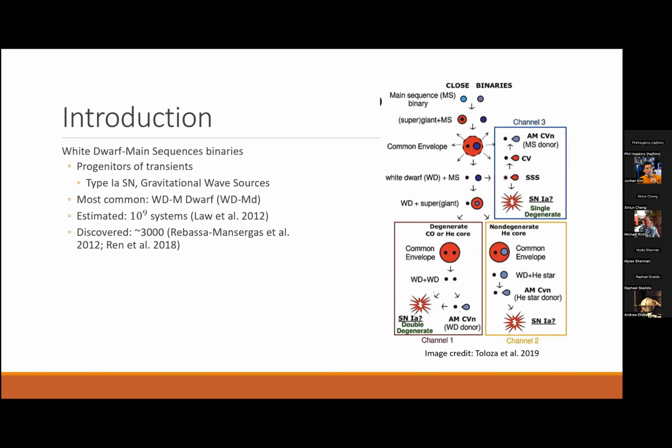So, a brief introduction about why White Dwarf, M Dwarf binaries are interesting. Well, White Dwarf main sequence binaries are the progenitors of many transients, for example, type 1a supernovae or gravitational wave sources. And the most common of them are White Dwarf, M dwarfs, since there are more M dwarfs within the main sequence stars. They are estimated around 1 billion systems. However, we only found around 3,000. That's a very small number.